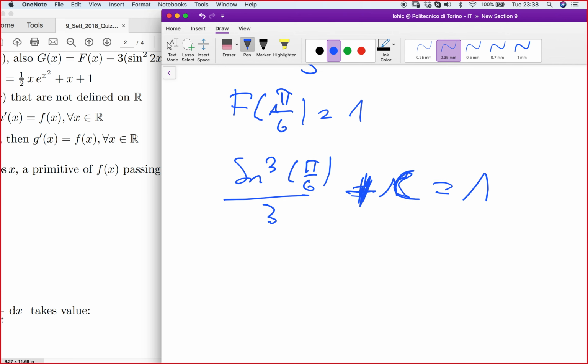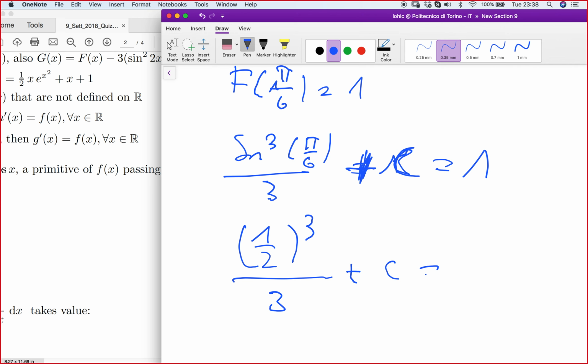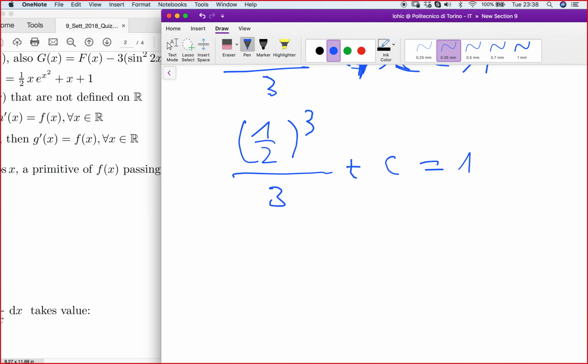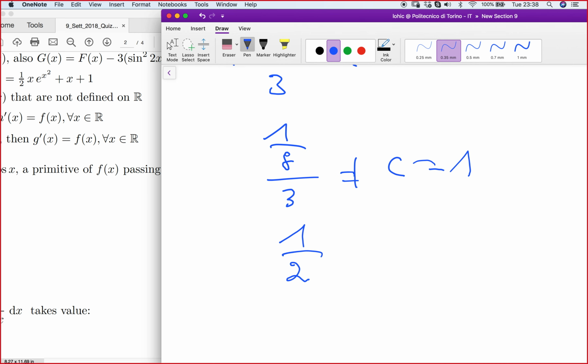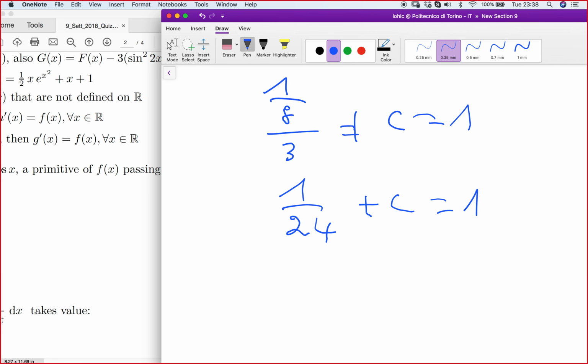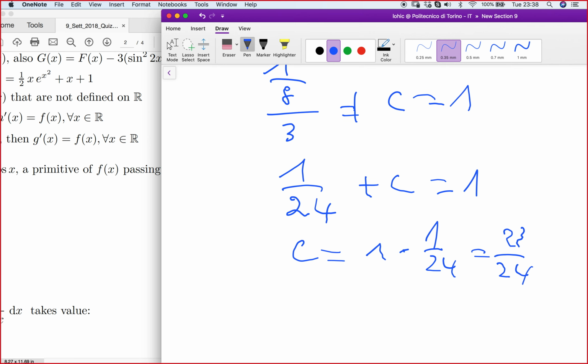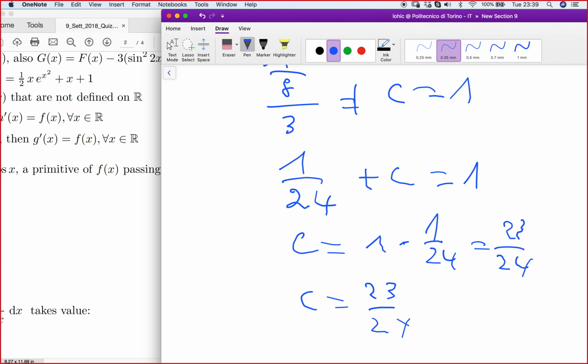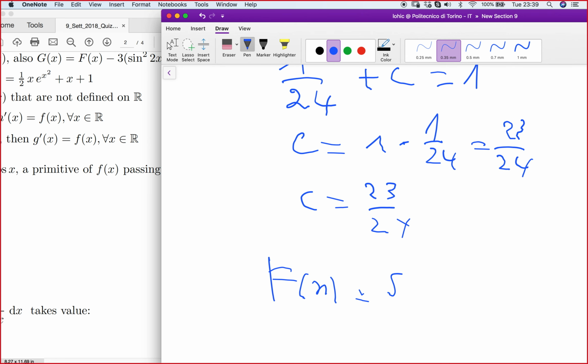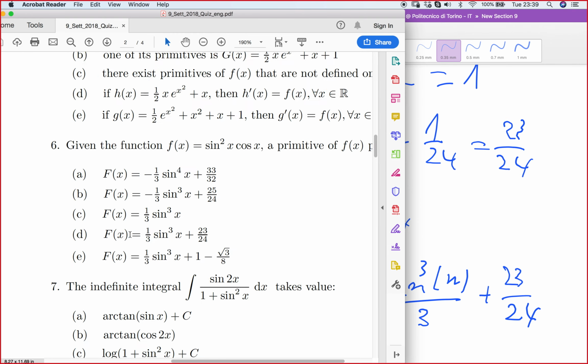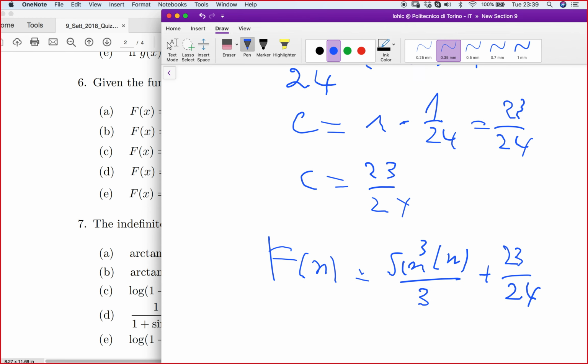Sine cube of pi over 6 means sine of pi over 6 cubed, so it will be 1/2 cube divided by 3 plus c is 1. So 1/2 cube is 1 over 8 divided by 3 plus c is 1. So this is 1 over 24 plus c equal 1. So c equal to 1 minus 1 over 24 equal to 23 over 24. Okay, so c is 23 over 24, and thus the primitive that we are looking for is f of x equal to sine cube of x over 3 plus 23 over 24. Going back here, we can see that the answer is D. Okay, so we get 6D.